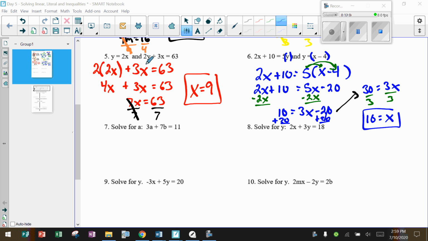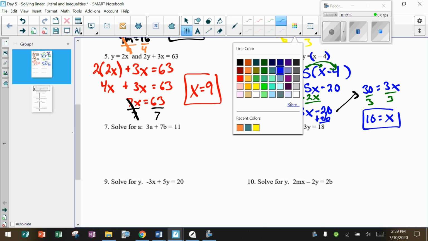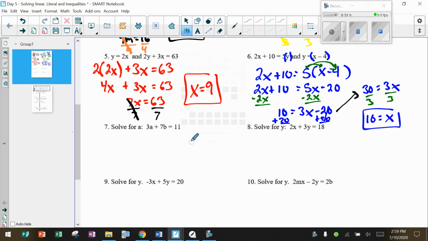So I'll give you an example. This question says solve for a, and it's 3a plus 7b equals 11. We don't know any other information, so there's no substitutions that can happen here to make this something to solve like the above examples. So what we have to do is use the same skills and same steps, and we're just going to rearrange things a little bit.